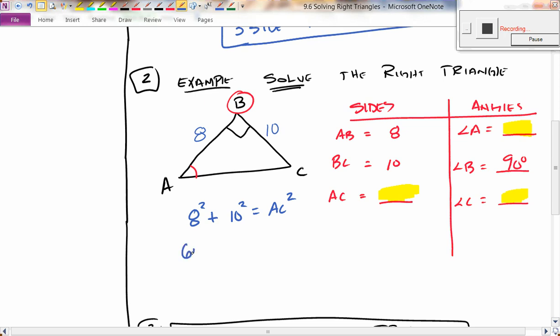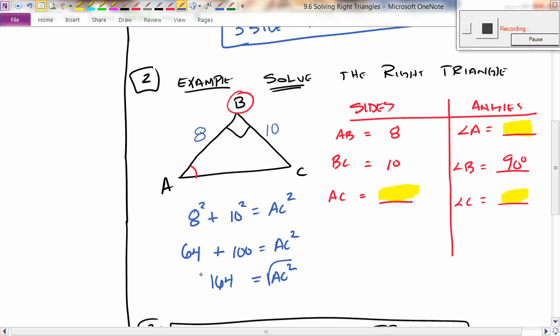64. Jordan, how much is 10 squared? No, 10 squared. Yeah, 100. There you go. That's all right. Equals AC squared. How much is 64 plus 100? 164 equals AC squared. How do I figure out what AC is?